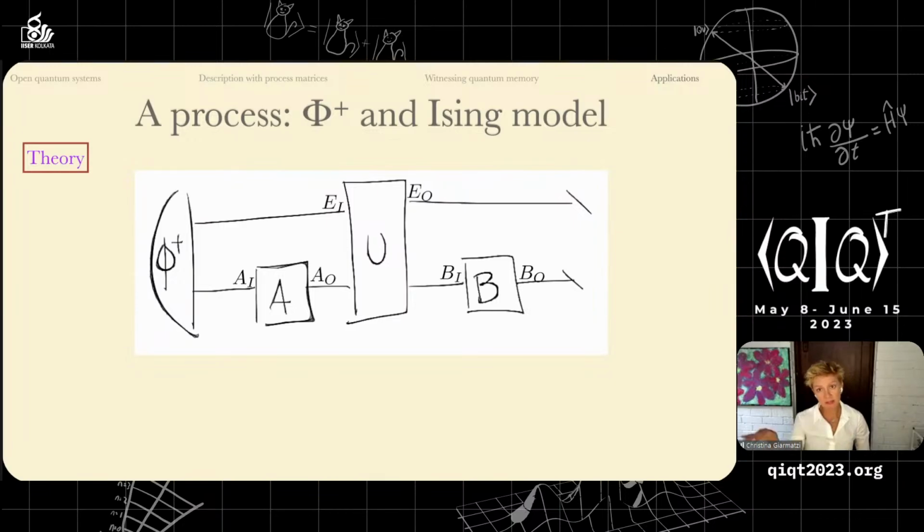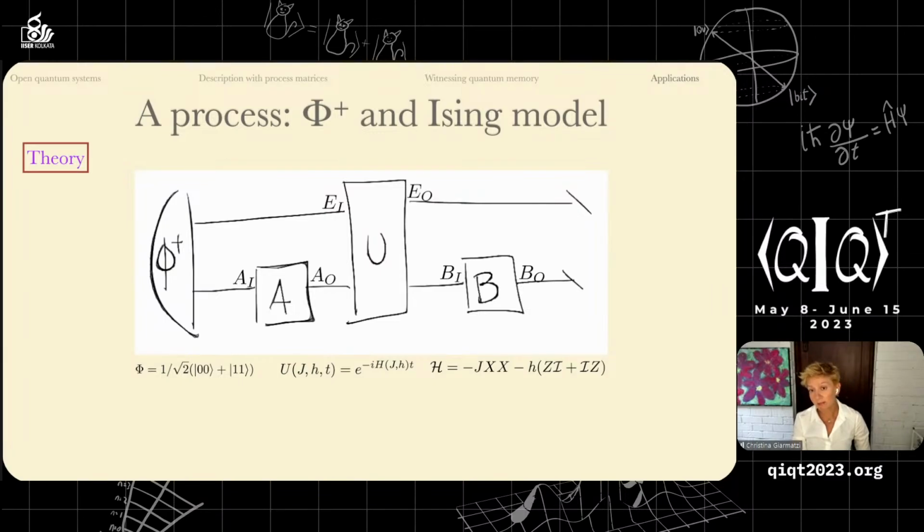So here, the bottom line is the system, the top is the environment. System and environment are fully correlated, maximally entangled, phi plus state. And then you have a unitary evolution at that U over there. E is the environment, and A and B are the measurement stations that you inject there to probe the process to obtain the process matrix. So this is the phi plus, this is the unitary, it's an evolution according to a Hamiltonian, and this is called, I forgot, the inverse Ising model, I think, not sure.